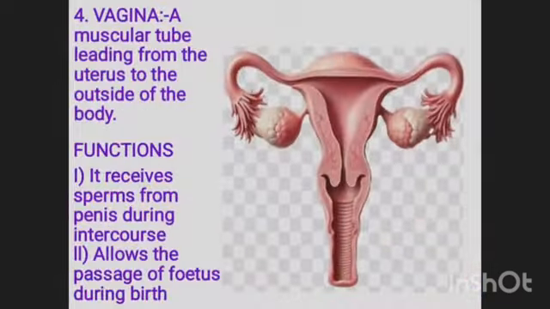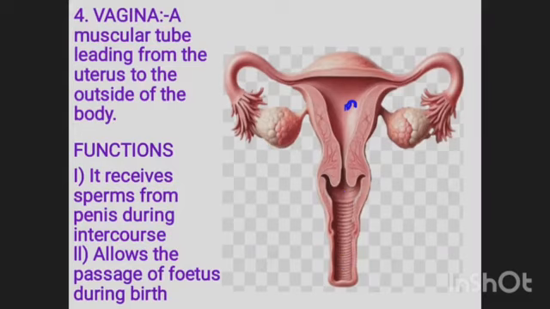Let's go on to the next slide. Now we have the vagina. The vagina is a muscular tube leading from the uterus to the outside of the body. Don't forget that this is the uterus here. Now this is the vagina, and this is leading outside the body. So it's a muscular tube leading from the uterus outside of the body. What is the function of the vagina? It receives the sperm from the penis during sexual intercourse.